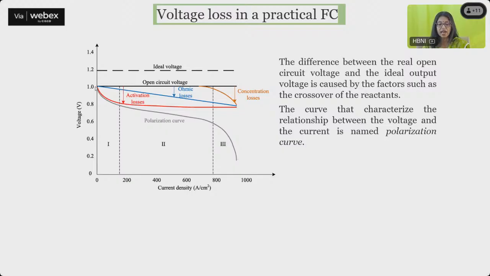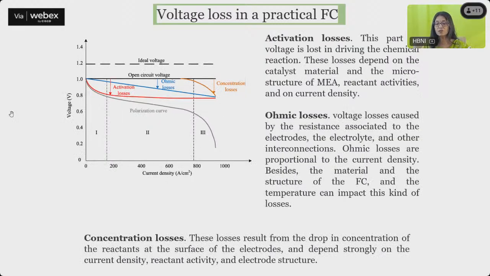So why this loss? Actually, it should be like this, right? With the current density, the voltage should be constant. But what you see is this kind of a drop which is happening. So what is this? You have these three different loss mechanisms. One is activation loss over here. Then you have something which is known as ohmic loss. And then you have something which is known as the concentration loss. So what are these losses?